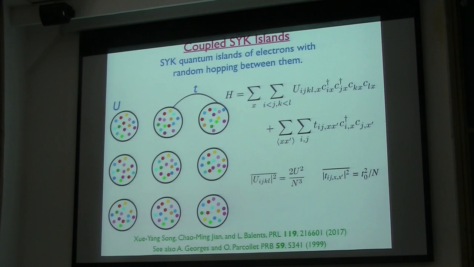So what you do is you take the SYK model and put it on this island. So think of this as some big atom. And now the sites of the SYK model, which are these colored dots, are various orbitals. So say, for example, in the iron pnictides, the d shell, which has 5 orbitals, and then there's also spin up and down. So there's 10 states, so we're going to send 10 to infinity.